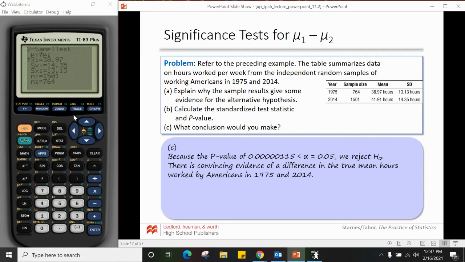Part C then is what conclusion would you make? Well, because our p-value is so small, it's less than alpha, we reject H naught. There is convincing evidence for a difference in the true mean of hours worked by Americans in 1975 and 2014. Since this is a two-tailed test, that's why they use the word difference and don't say greater than or less than, because they were looking for a difference, just either one.